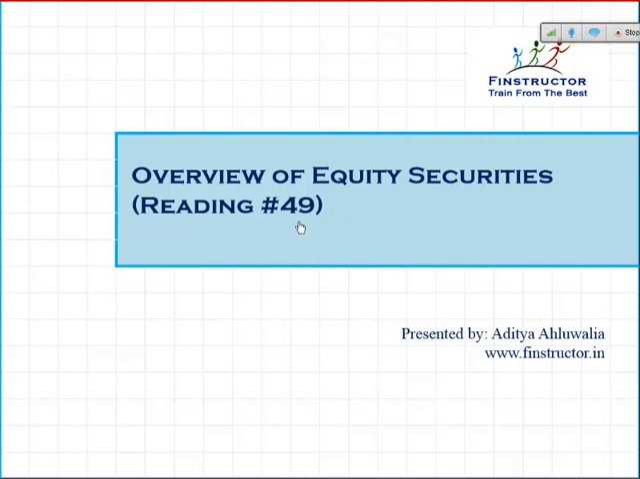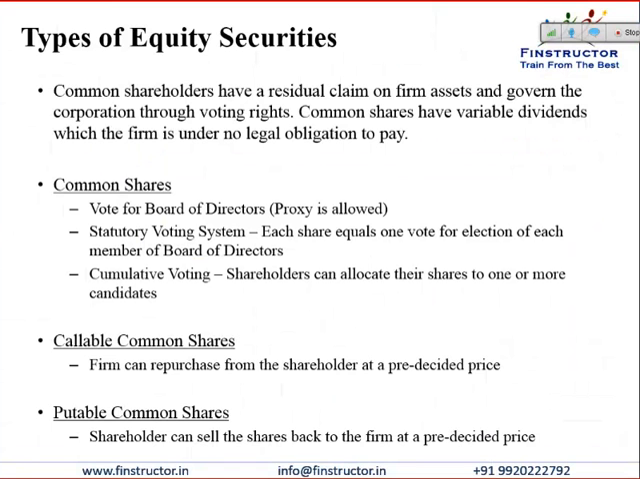So we'll start with reading number 49 of the CFA Level 1 curriculum that will give us a detailed overview of the various types of equity securities. So when we generally say equity security or an equity shareholding, we are referring to the common shareholders. Common shareholders have a residual claim on the firm's assets and they govern the corporation, that is, they are the owners of the company who govern their corporation through their voting rights.